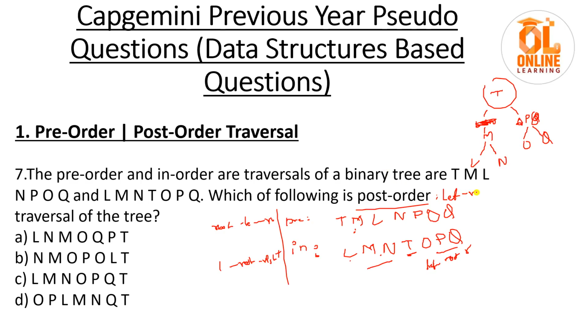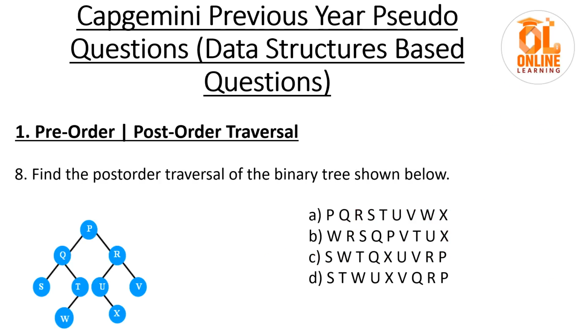Post order is left, right, and root. Left, right, root means first left side, that is L. L will be listed first, then next N, then M, and in the right part first O will be listed, then Q, then P, then finally T. L N M O Q P T. Option A is the correct answer for this question.